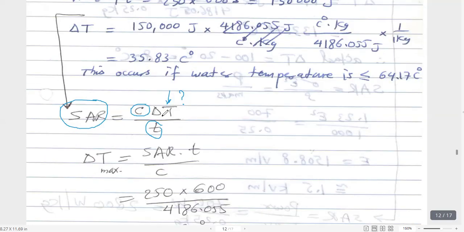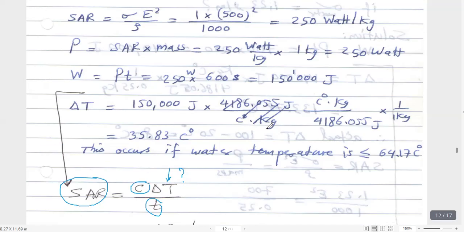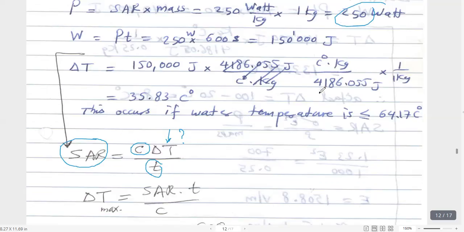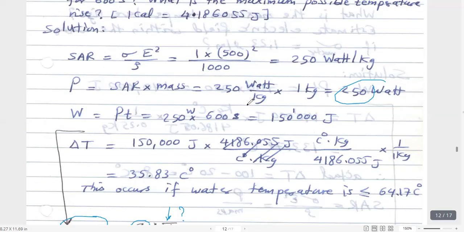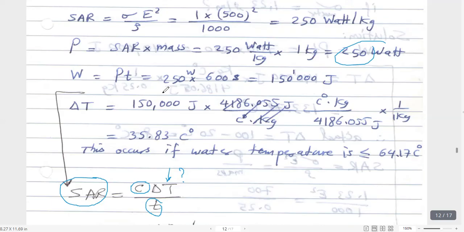So delta T is equal to SAR times T over C. SAR is 250, as you can see from here. Here 250, SAR is 250. And the time duration is 600 seconds, given in the question.